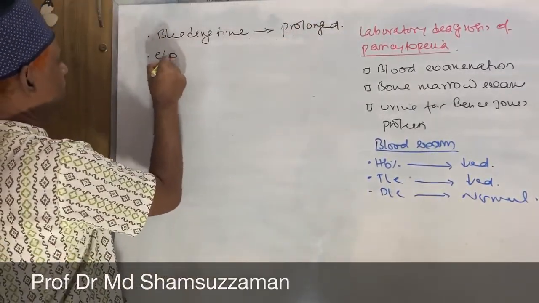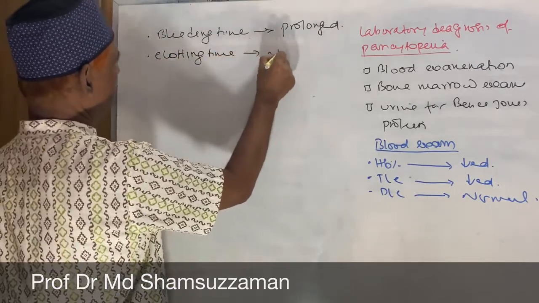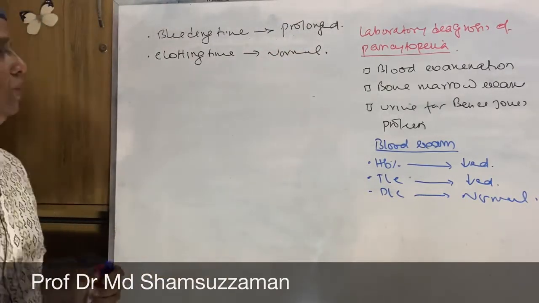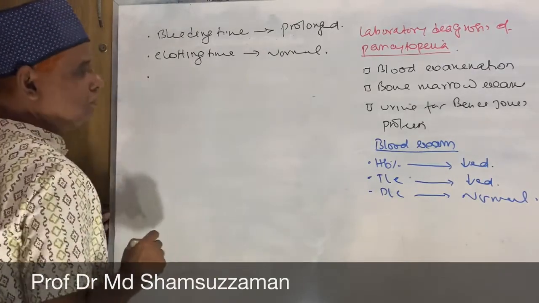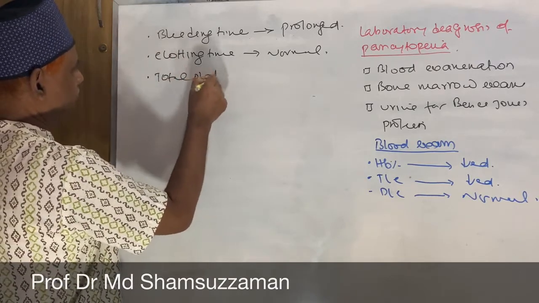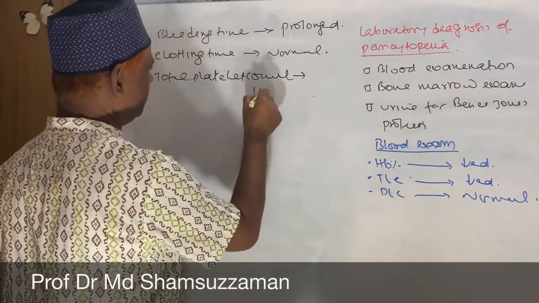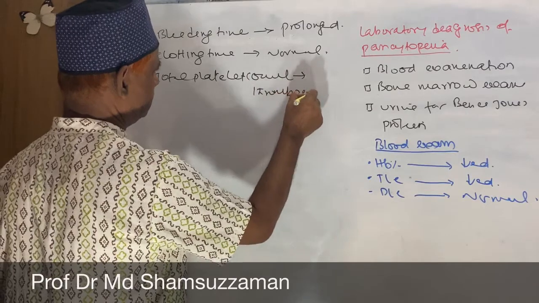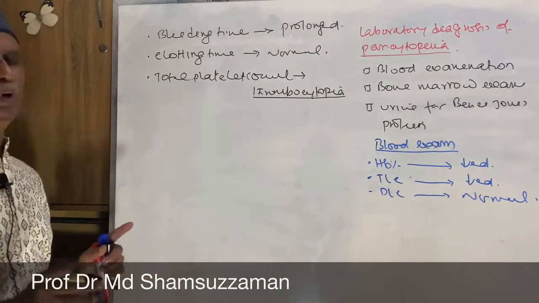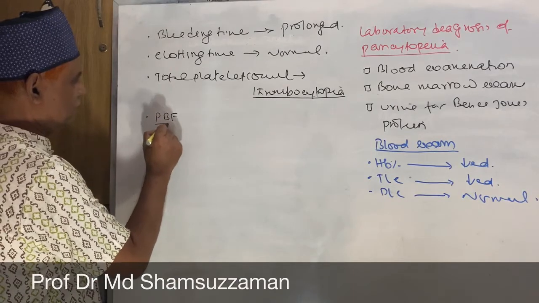We have to do clotting time. It is normal because it is not a case of coagulation disorder. Then we have to do total platelet count. It will show thrombocytopenia. So count of platelet will be less than 1.5 lakh. Then we have to do peripheral blood film, PBF, peripheral blood film.